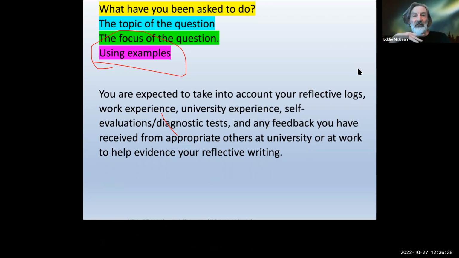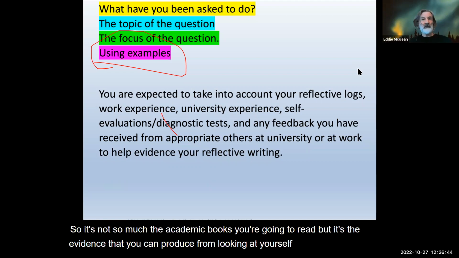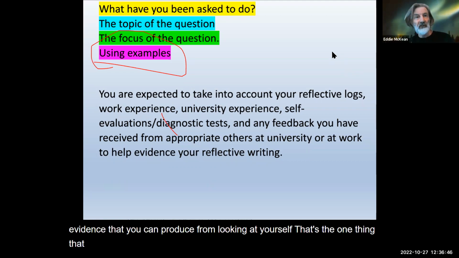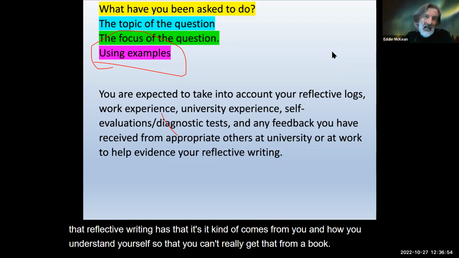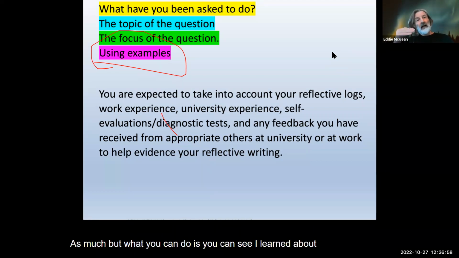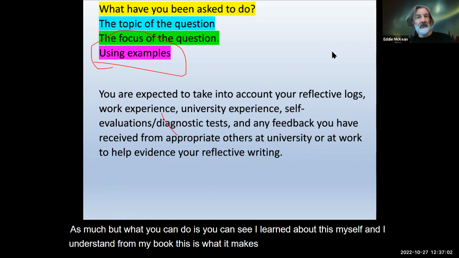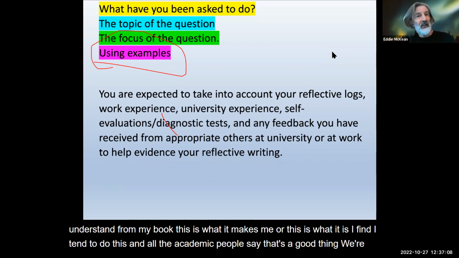So it's not so much academic books you're going to read, but it's the evidence that you can produce from looking at yourself. That's the one thing that reflective writing has, that it comes from you and how you understand yourself, so you can't really get that from a book as much. But what you can do is say, I learned about this myself and I understand from a book, this is what it makes me, or this is what it is. I find I tend to do this, and all the academic people say that's a good thing. Or all the academic people say this is not a good thing.